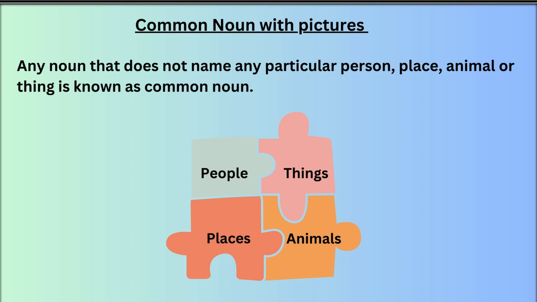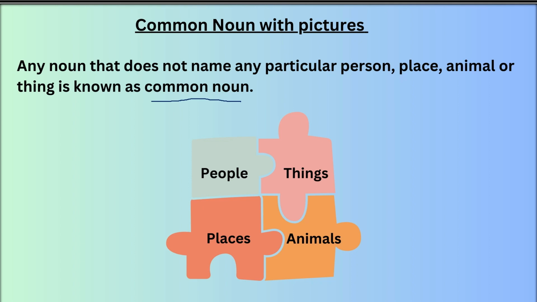Now, before checking out the examples, let's define what is a common noun. So any noun that does not name any particular person, place, animal or thing is known as a common noun. So a common noun is a noun which is used in a more general sense.